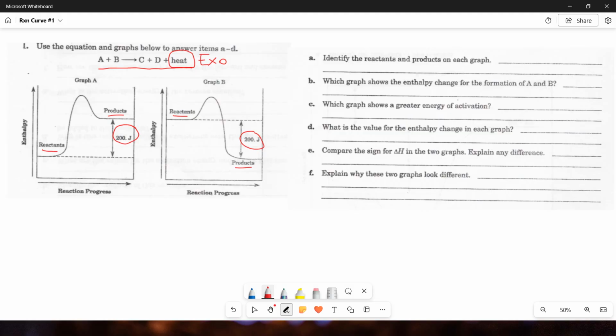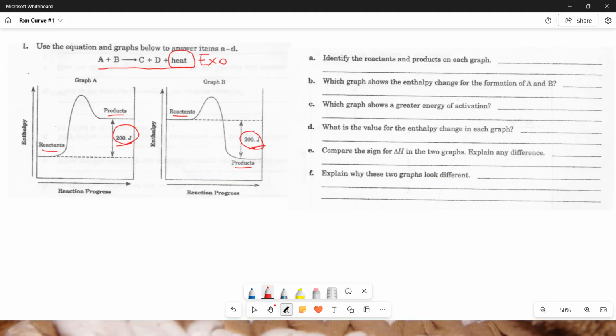Now the graphs, if you look at them, and we're going to answer this later in F, are mirror images of each other. We're only given one reaction. And if you notice, the energy quantity in both of these is 200 joules. So somehow these reactions are related to each other. Actually, one reaction is the forward direction of the reaction they give us, A plus B gives us C plus D plus heat. And the other reaction is the reverse of the same reaction, C plus D plus heat gives us A plus B.